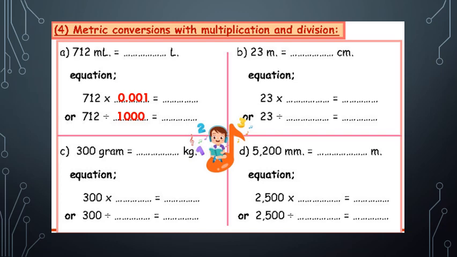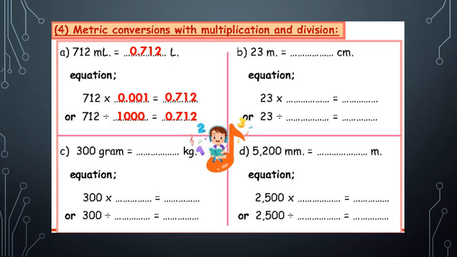Now, find the result. The point is obviously in front of the ones, so we move 3 steps. The point will be in front of the 7. So the answer will be 0.712. The same answer with multiplied by 1/1000. So 712 milliliters equals 0.712 liters.